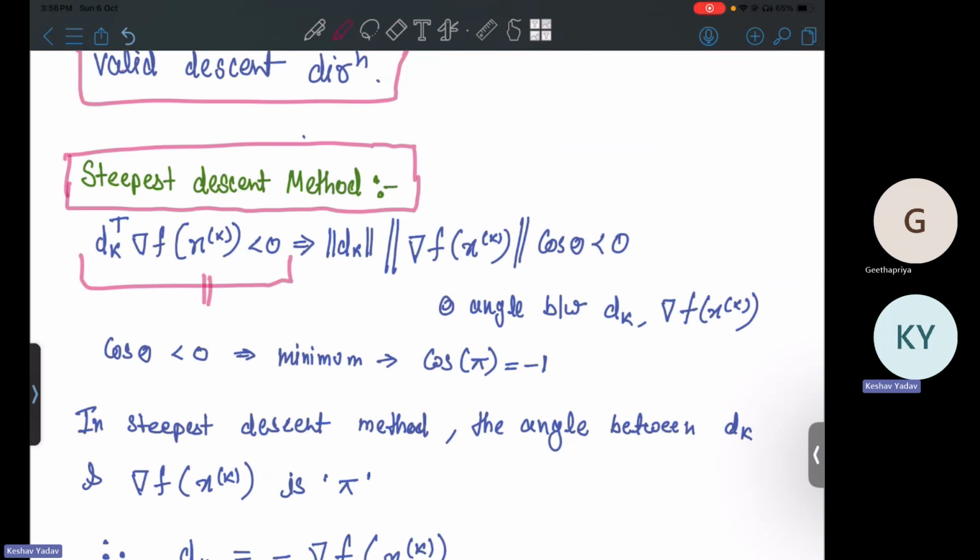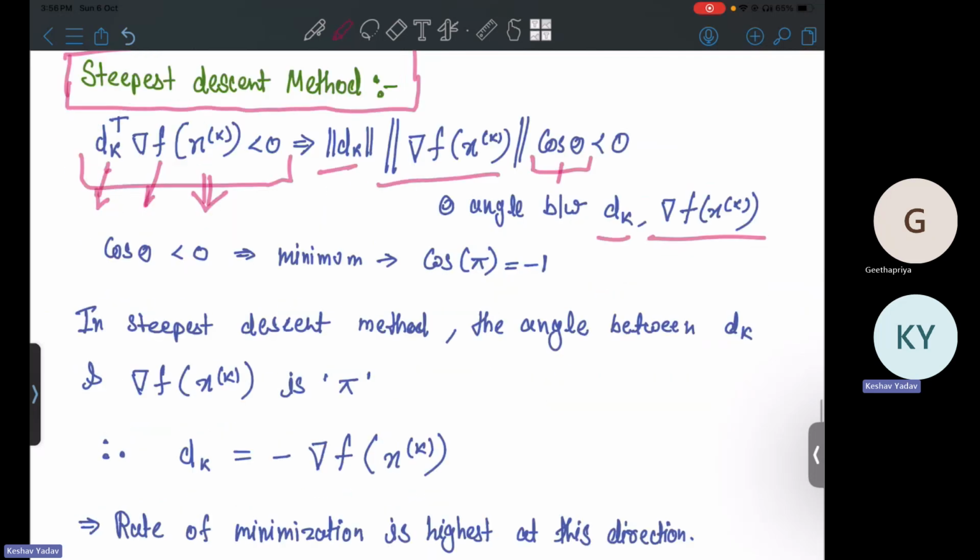I want to make this equal to 0. If I write, this is nothing but the inner product. So inner product will be what? Magnitude multiplied by magnitude multiplied by cos of theta, where theta is the angle between dk and gradient of f. This is a vector, this is a vector, so I am taking the dot product. So that will be equal to magnitude cos theta, where theta is the angle between them.